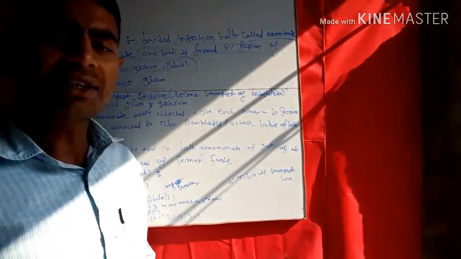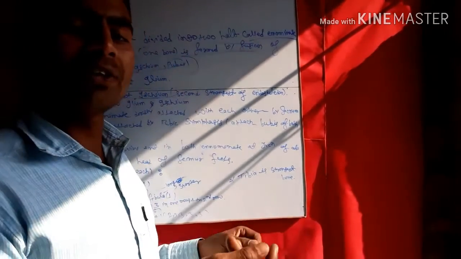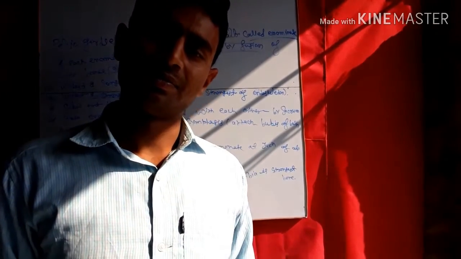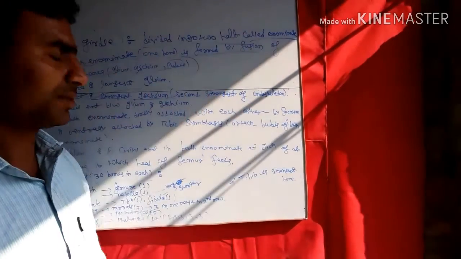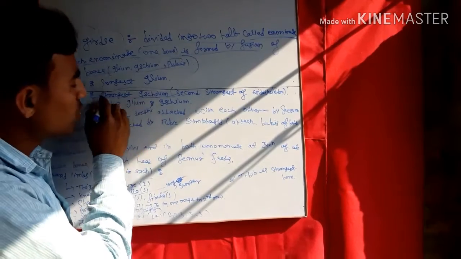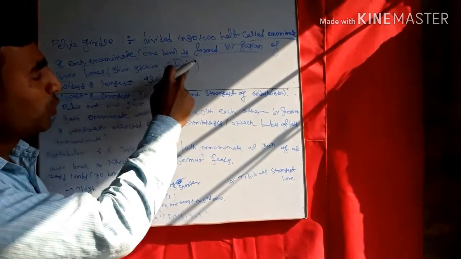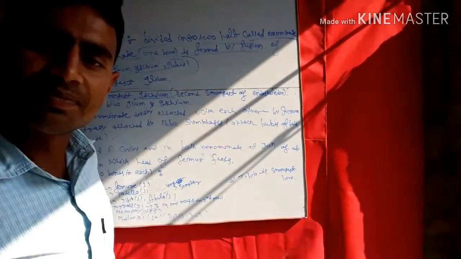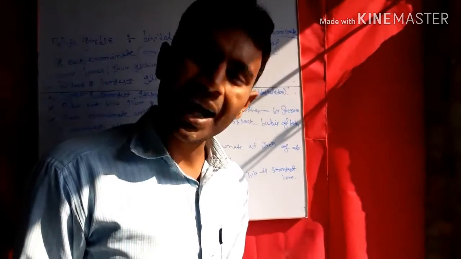The third bone is the pubis. The pubis is present between the ilium and ischium, because the ischium is present lowest. So the pubis lies between the ilium and ischium.